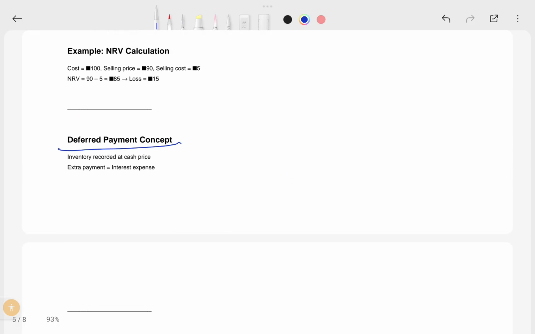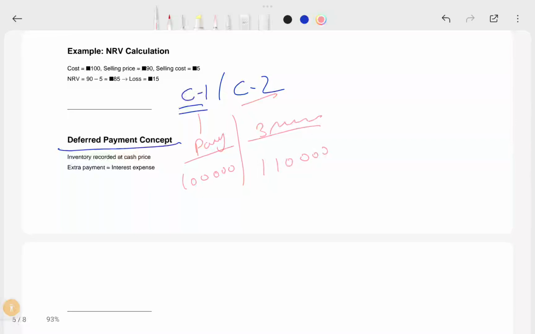The standard wants to eliminate that interest cost and value inventory correctly, and the extra payment should be accounted as interest expenditure, not in the inventory. Now you see condition 1 and condition 2. In condition 1, if you make the payment today, I mean immediately, your cost is 1 lakh. If you pay after 3 months, your cost is 1,10,000. These are the conditions. If you selected the payment immediately, this concept will not come. But if you select the deferred option, this concept will come.